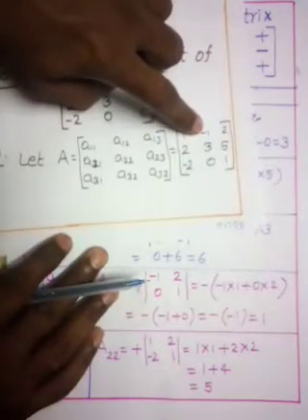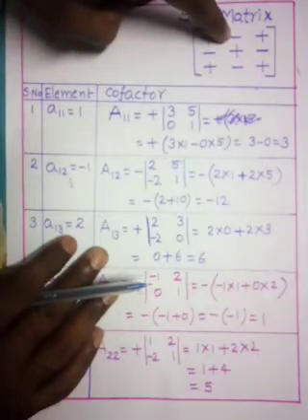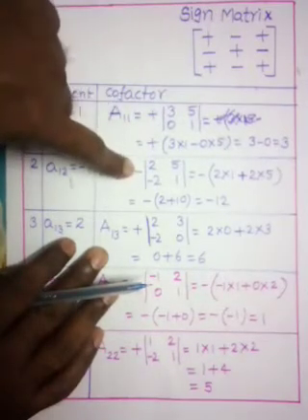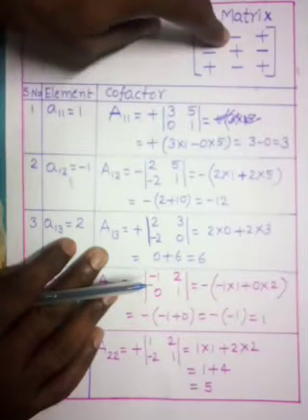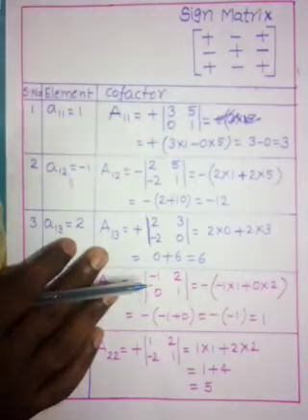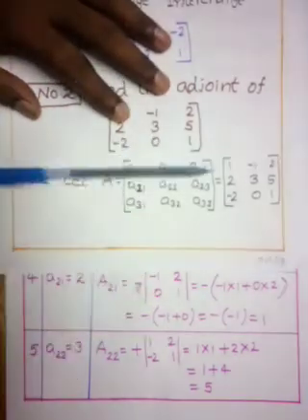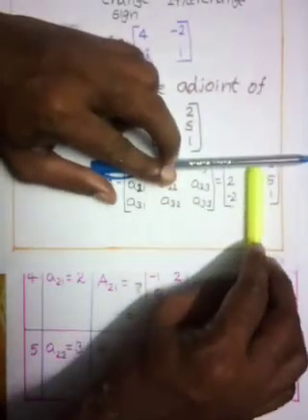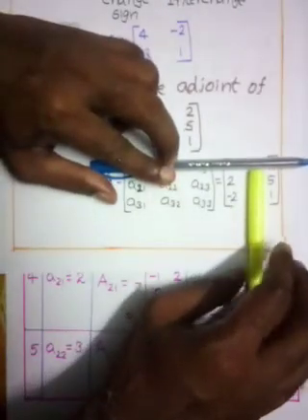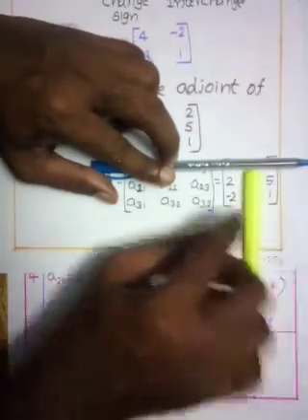The second element in the first row is minus 1. What is the sign here? First row, second element, minus. So keep here minus. In finding the cofactor, first we have to give very much importance to this sign matrix. So here minus sign, keep minus. Now close that element's row and column. In which row and column does that element lie? First row, second column. Close that first row and second column. What is the submatrix you are getting here? [2, 5; -2, 1].